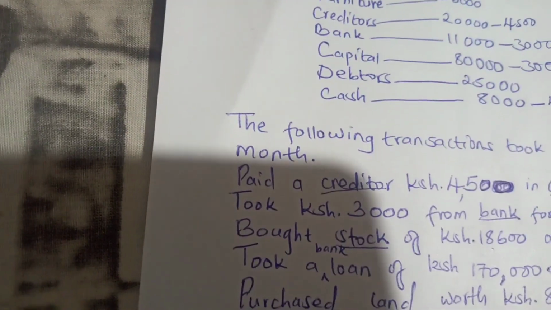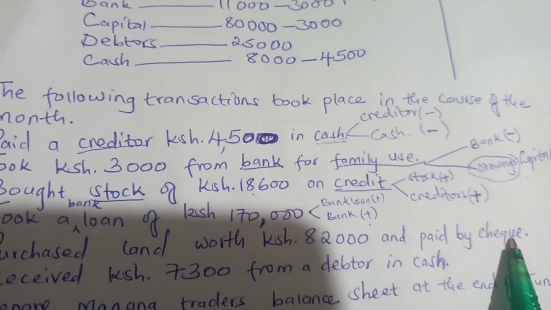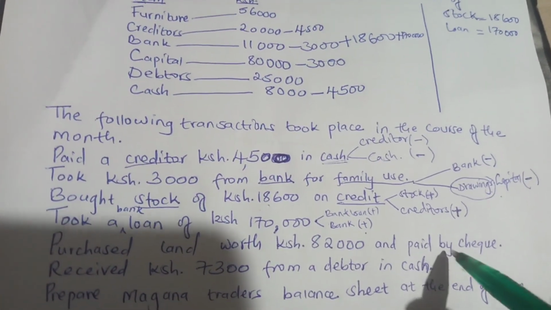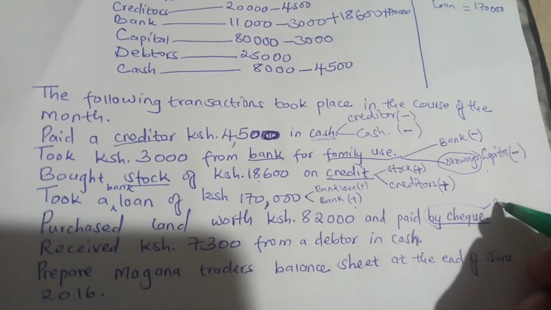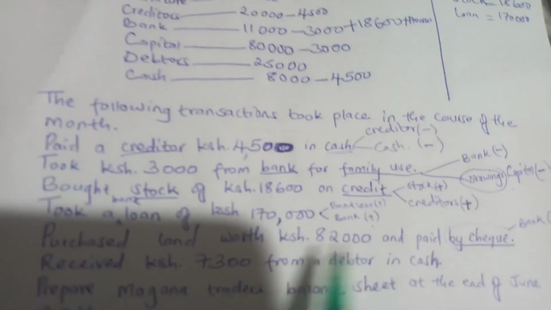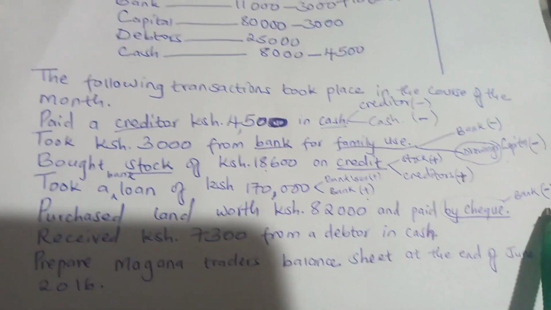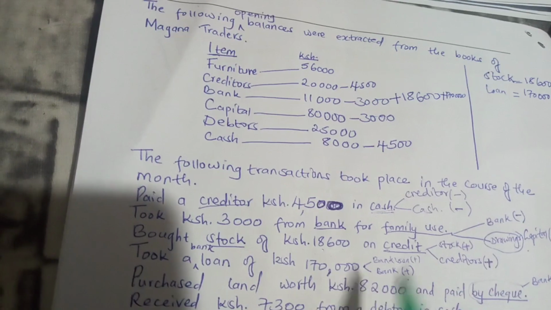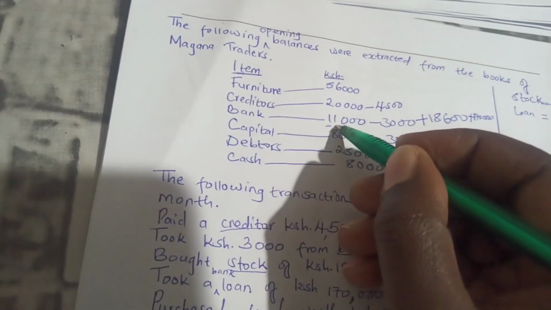Then next, purchased land worth 82,000 and paid by check. Now, the fact that we have a check here, that's a bank account. So, money was taken from the bank to pay for land, 82,000, meaning the amount of money in the bank reduces. So, we have to subtract 82,000 from the bank figure that we have here.